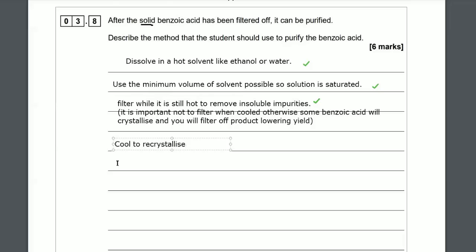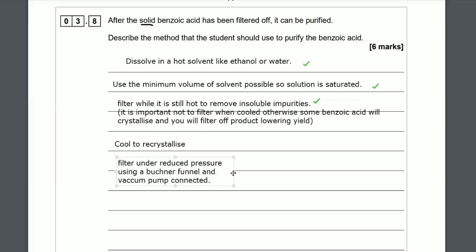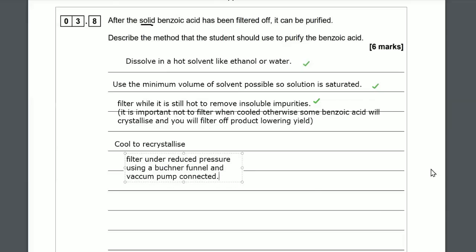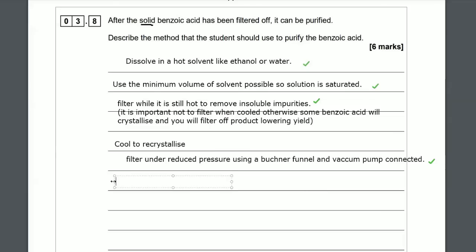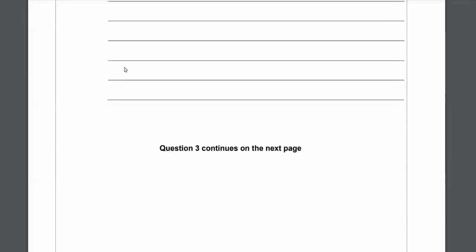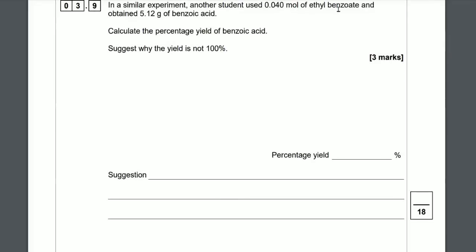Now that we've got rid of the insoluble impurities, we can cool to recrystallize and reform the solid benzoic acid. So all we need to do now is filter under reduced pressure, which will get rid of any of the solvent that's clinging to it. So we're going to filter that all off, and now we finally just wash with a cold solvent just to remove any soluble impurities that are on the surface, and then dry. And that's your 6 marks. And you can dry in air or you can dry with a vacuum pump.